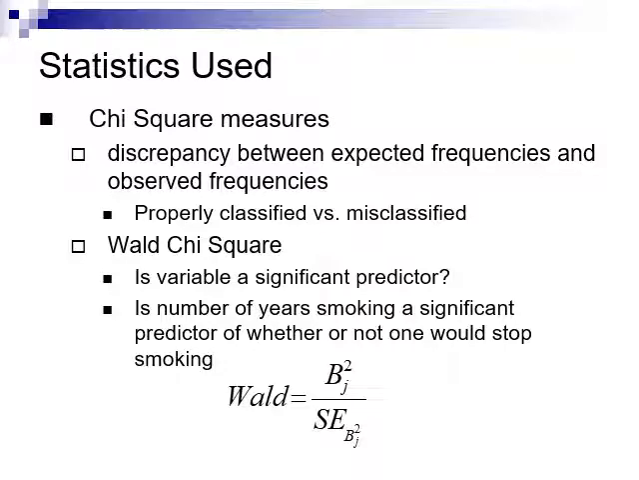So how we determine if a particular IV is a significant predictor is a Wald chi-square. So for example, is the number of years smoking a significant predictor of whether or not someone would stop? So we're looking at just that individual IV in this case. And Wald is basically the B weight of the predictor divided by the standard error of the B weight. And again, this will be provided for you when we actually run this statistical analysis in SPSS.